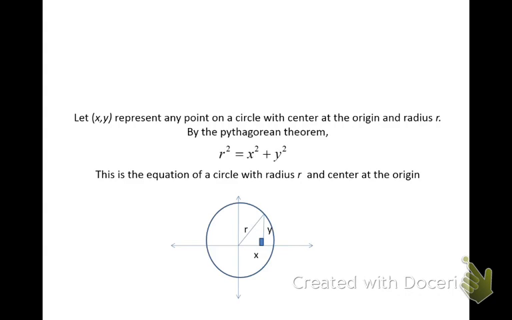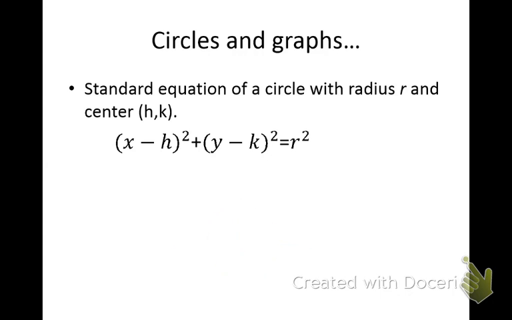Right? So you can see, if I take this point on the circle, it makes a triangle. This is the x value, the horizontal distance. The y is the vertical distance. R is the radius. It's a right triangle, so r squared equals x squared plus y squared. That's the equation of a circle, all right, with the center at the origin. Let's put numbers to it and see what it looks like.